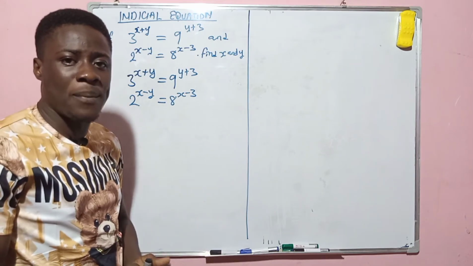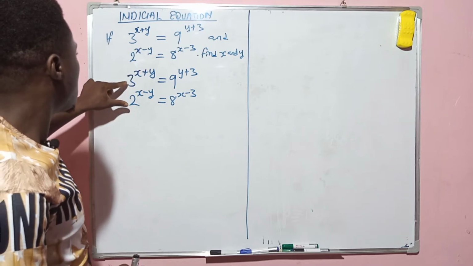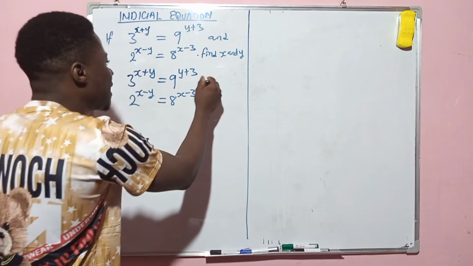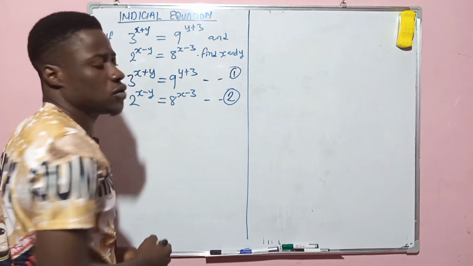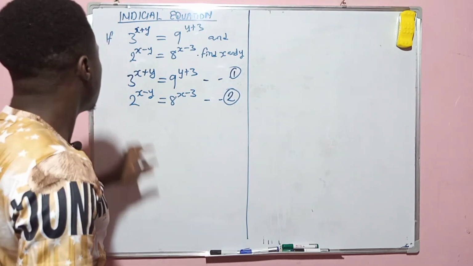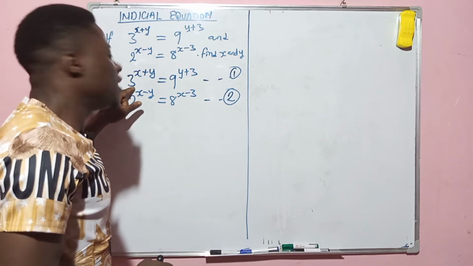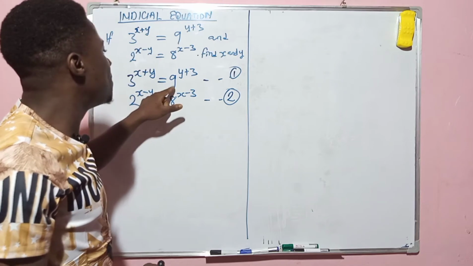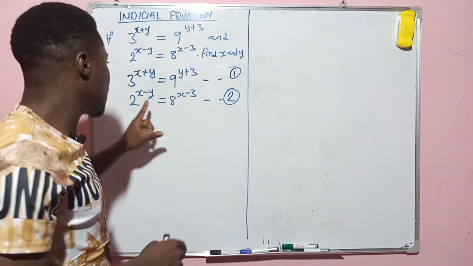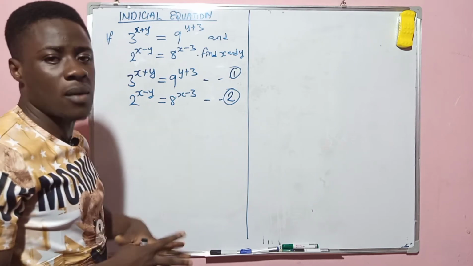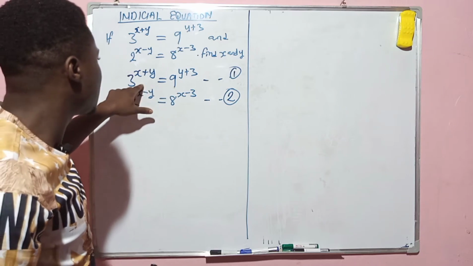It's very simple, by applying what? Indices. How do you go about solving this? Now look at this. For the first equation, I have this as my equation 1. I have this as my equation 2 because I'm having two equations here involving indices. The first thing I have to do is what? For the first equation, I will try to make both sides of the equation have the same base. And as well, the same thing is also applicable when it comes to equation 2.